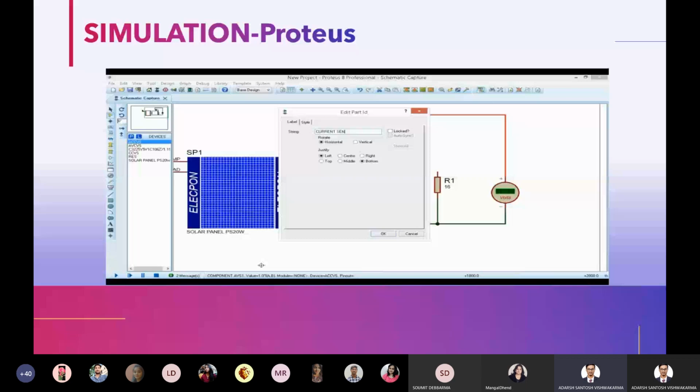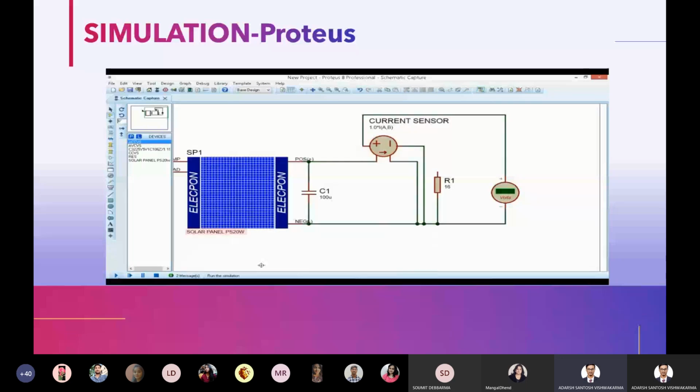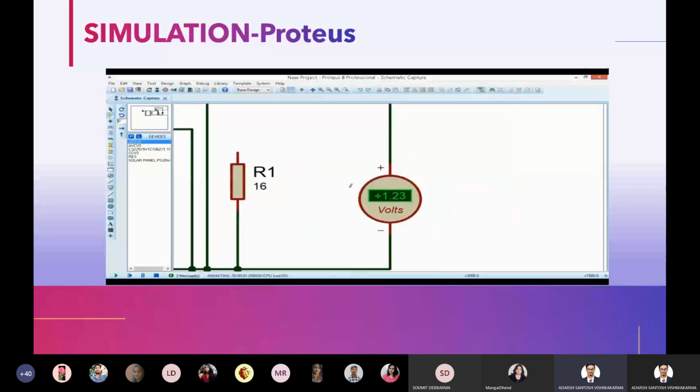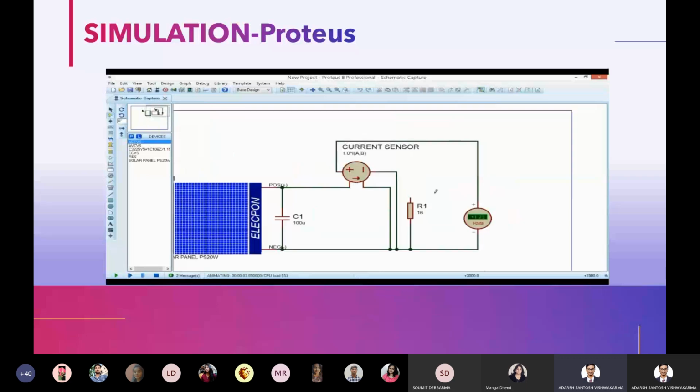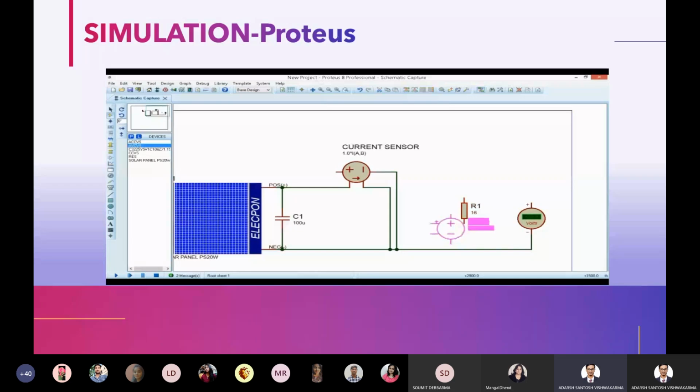The current needs to be measured because it is very important to monitor how much current is being generated by the solar panel, because the solar panel has to be selected according to the load requirements, which is very important. If the current generated is less, it may not charge the device efficiently, or it may not charge the device at all. So that should be monitored very well, and the current sensor should be a very accurate one.